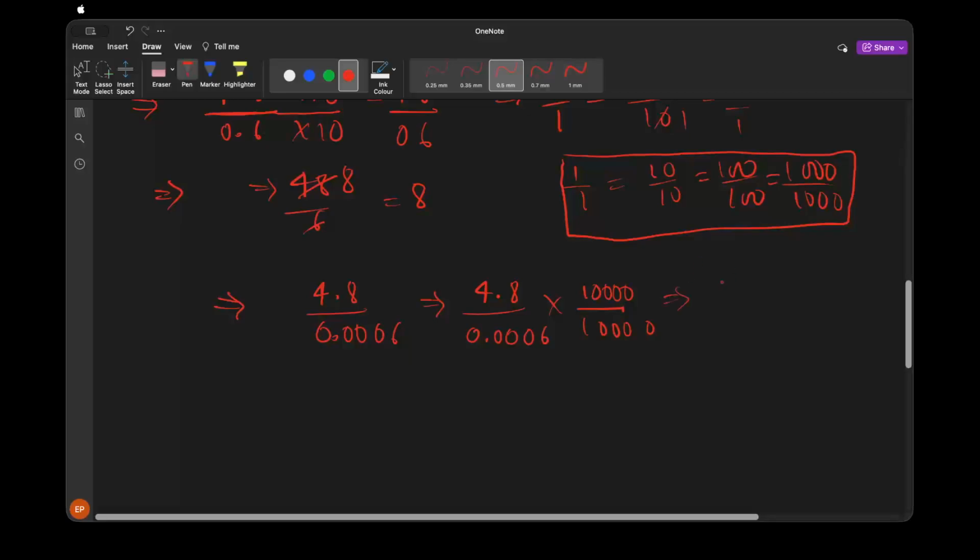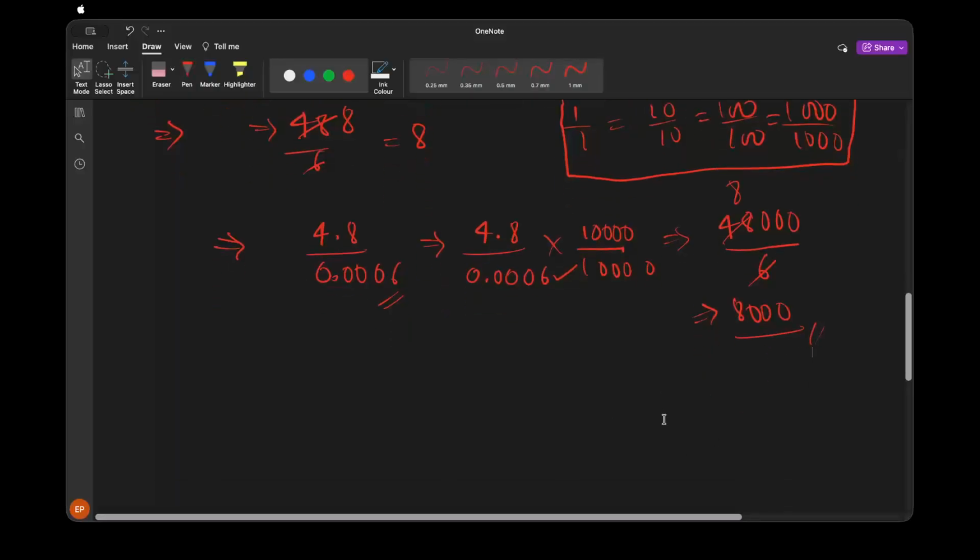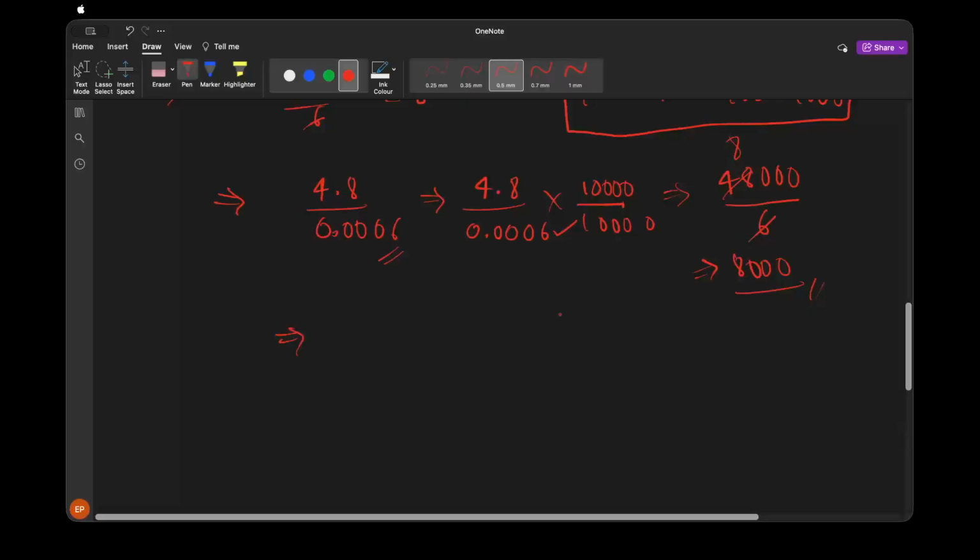So the upper one will become how much? 48000. The below one will become 6. To make it a proper whole integer, I am multiplying by this number. Now you can do it: 6 ones are 6, 6 8s are 48. The answer will be 8000. Here it seems complicated, but the answer is easy. By multiplying these numbers, the numbers become integers, so that we can easily divide them.